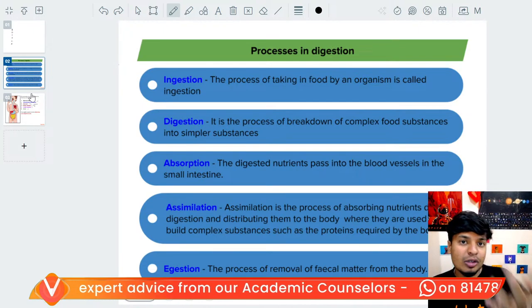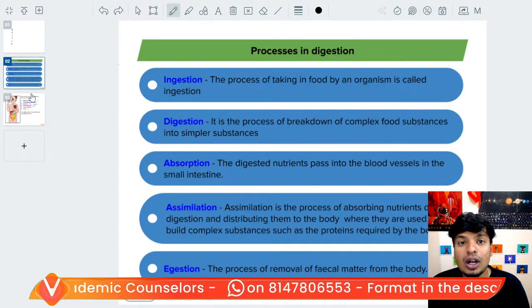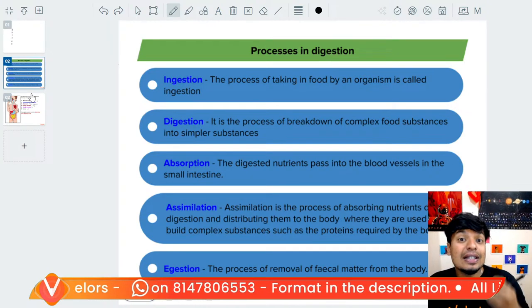Right? So when we humans look at it, we chew it, we eat it. But if you look at butterflies or honeybees, it will suck.